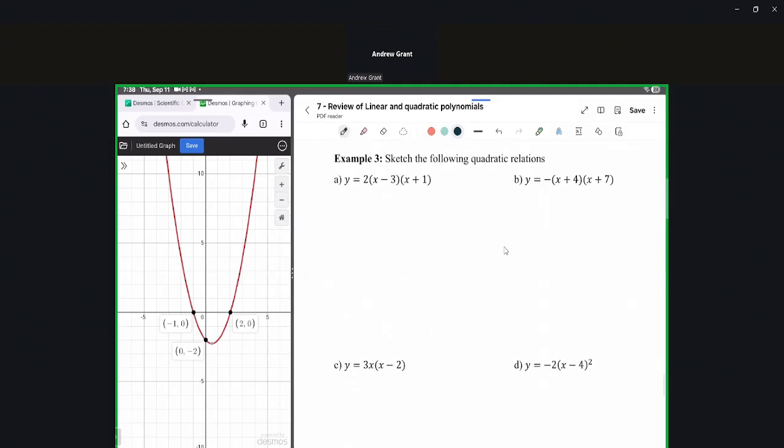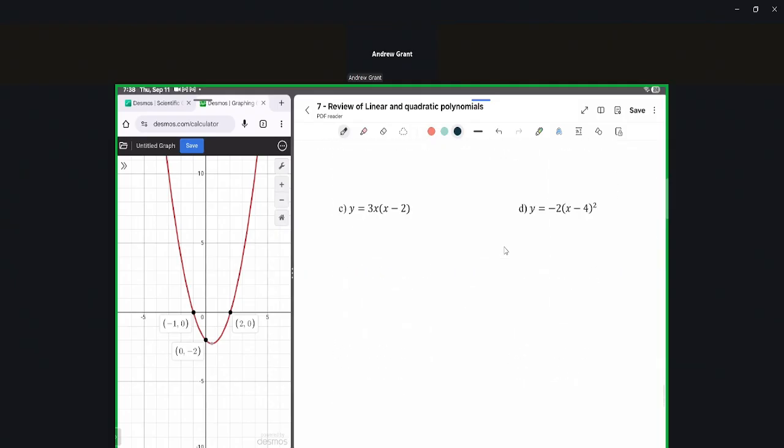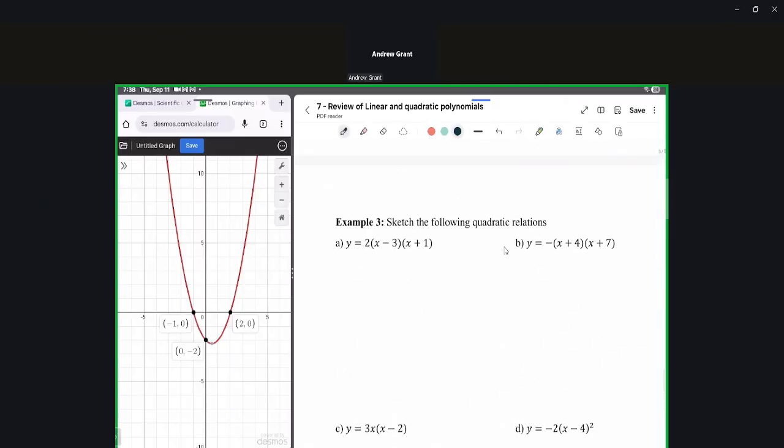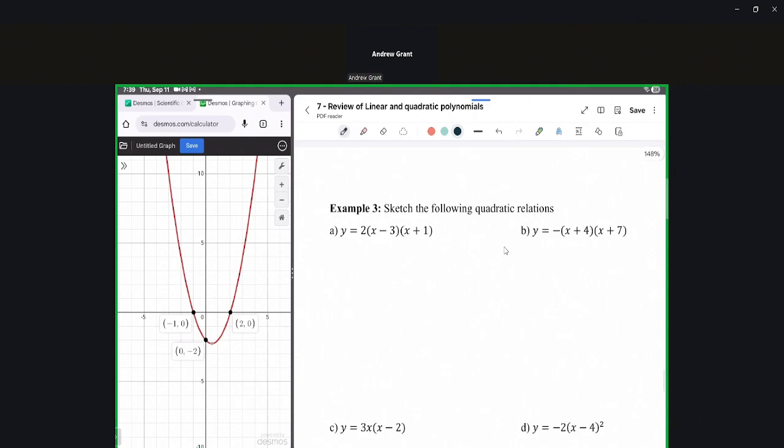Okay, we're going to sketch the following quadratic relations. So I've got 4 of them. Let's go through these pretty quickly. All we need to know is the k value. So this is k equals 2, so this is going to open upward. This has x-intercepts of 3 and negative 1. Essentially you take the opposite, because the x-intercepts are asking what causes this thing to equal 0.